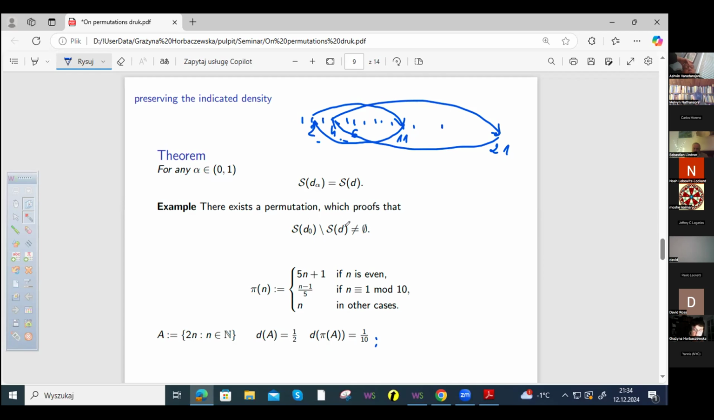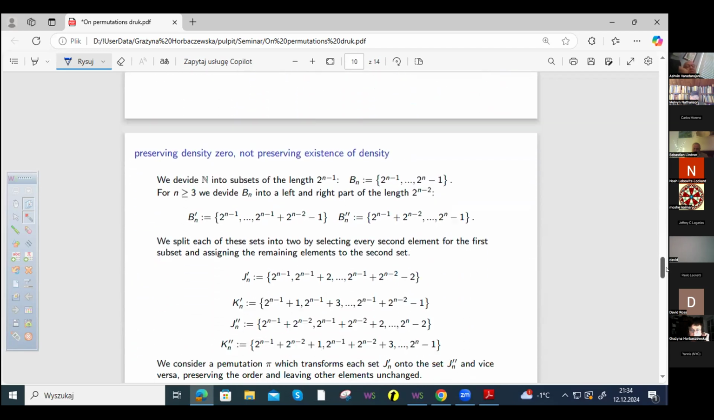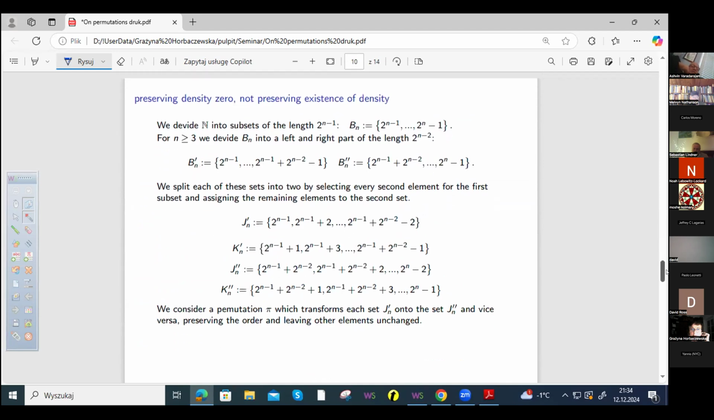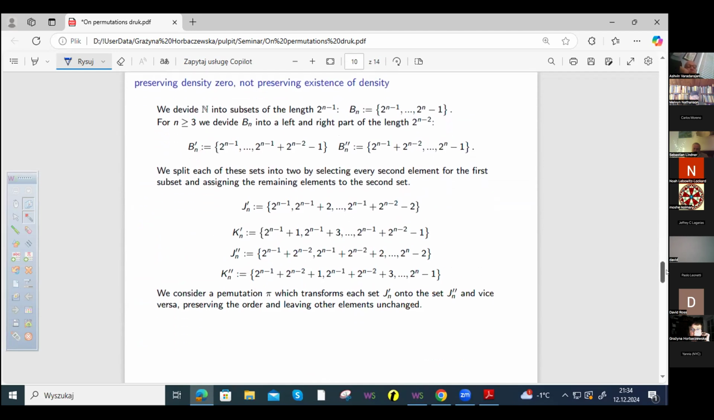But I will show you an example in which it's visible that it can spoil the density completely, because here the density was only changed. But I'd like to show the situation when the density is completely spoiled. Okay. So now, maybe this is visible.